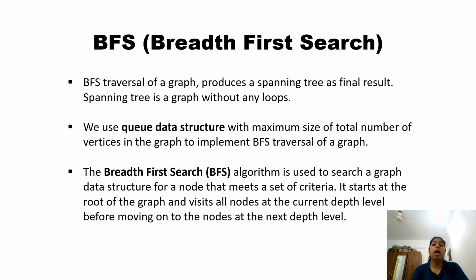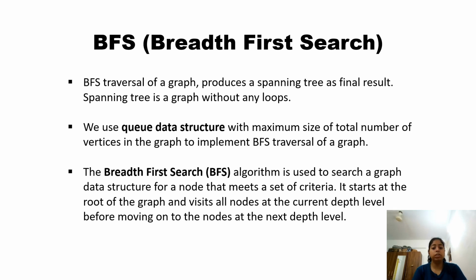Now let's look at BFS graph traversal. BFS traversal of a graph produces a spanning tree as the final result. Spanning tree is a graph without any loops. In BFS, we use queue data structure with maximum size of total number of vertices in the graph to implement the traversal of the graph.